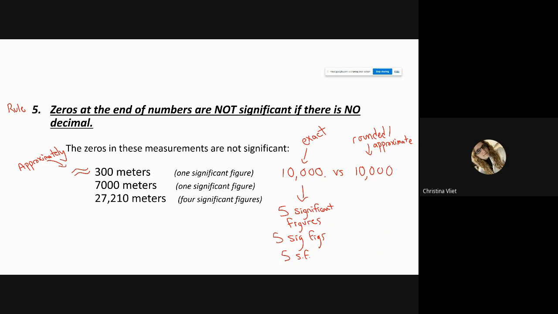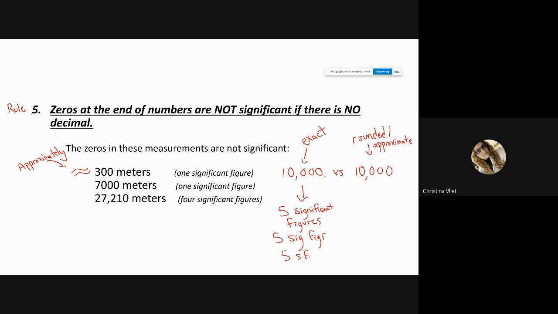You can write 5 SF on your test. You don't have to write significant figures every time. Please don't. Your hands are going to start to hurt. So when you're answering for significant figures, just write either sig figs or SF. Usually I write sig figs, but you can also do SF.